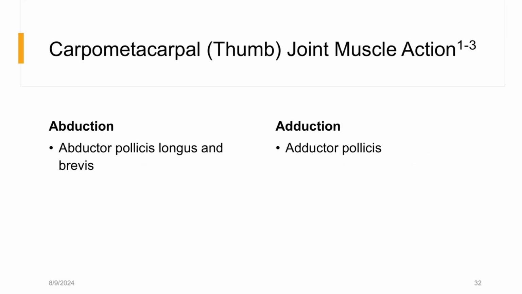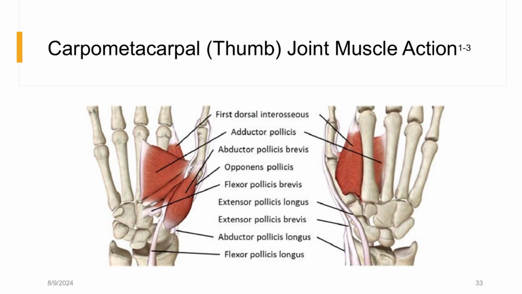For abduction of the CMC joint, the abductor pollicis longus and brevis are going to be the primary muscles producing abduction, and the primary muscle producing adduction is the adductor pollicis. And these are visuals of those.